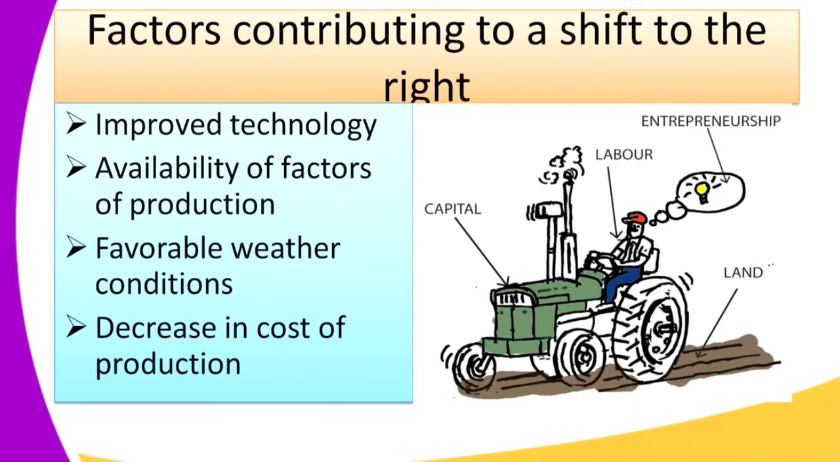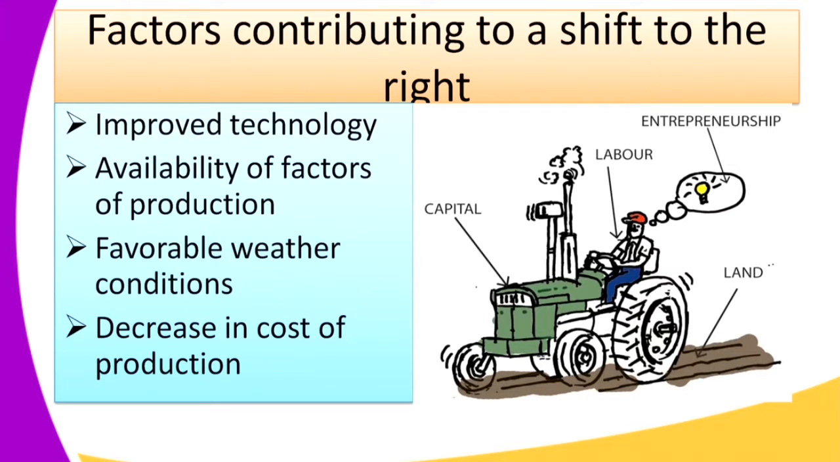The other factor is availability of factors of production. If all factors of production are in place, definitely you will produce more, therefore your supply will increase. The other one is favorable weather conditions. If the weather is okay, then supply will not have any hiccups, therefore we'll be able to supply more.